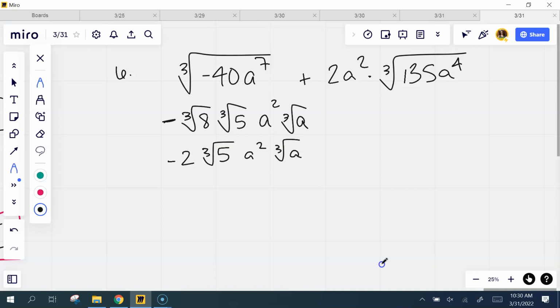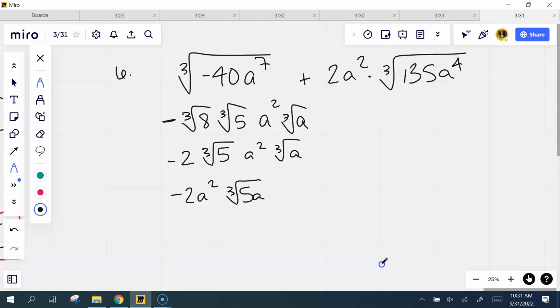And so I'm just going to put what's under the radical together and what's outside of the radical together. So negative 2a squared. Everybody okay there? Okay, let's focus on the second piece then. 2a squared is outside, so I'll hold off on that right now. How about this 135a to the 4th?